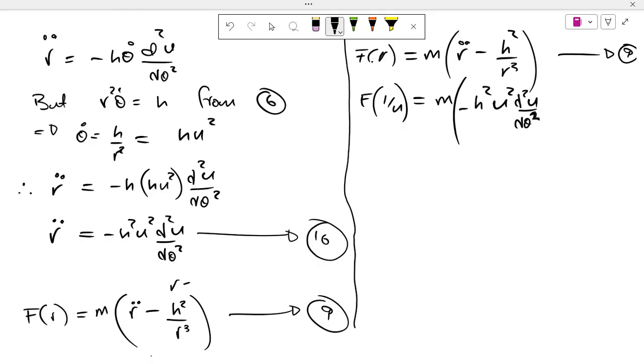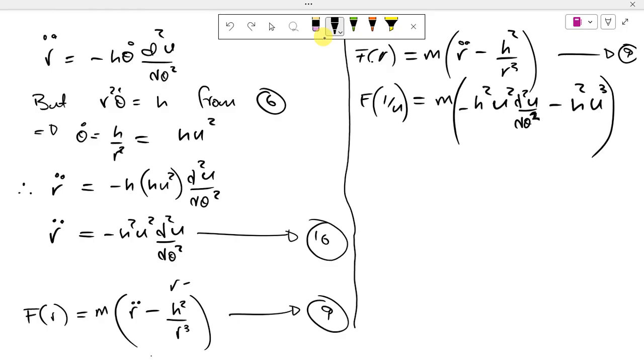There we are. Minus h squared u cubed. Do you see where that u cubed comes from? R is equal to 1 over u. So if you substitute 1 over u into 1 over r cubed, you get u cubed. Okay?